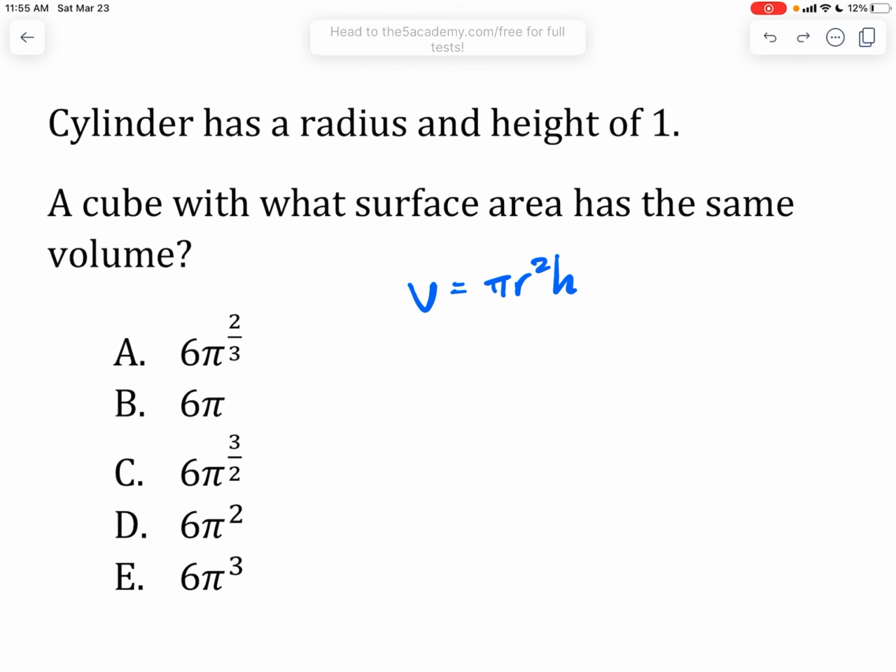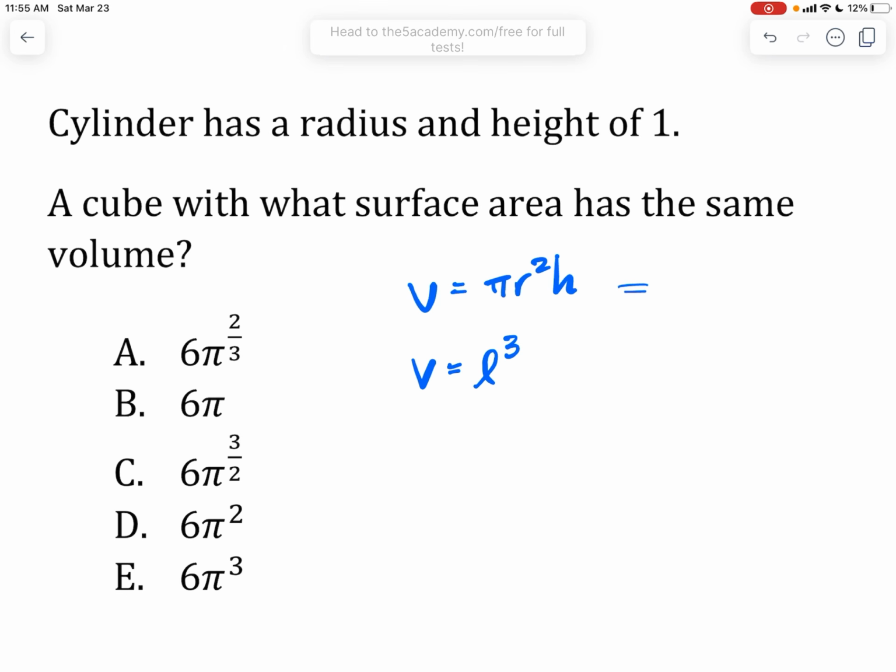So what's the volume of a cube? It's just length to the third, right? The length times length times length. It's really length times width times height, but since for a cube they're all the same, you can just do length to the third. All right, so we want to find with what surface area has the same volume. Let's first find the volume that we're talking about in the first place.